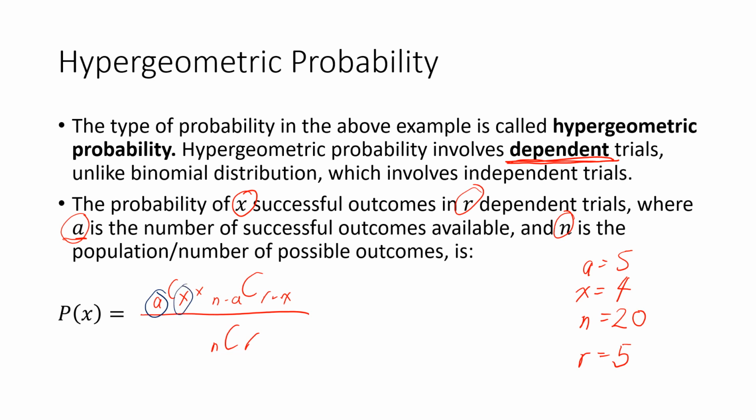And then we had to multiply that by the N minus A choose R minus X, right? The total number of numbers minus the number of winning numbers, which was 20 minus 5, which is 15. R minus X: how many trials minus the number of successful numbers. There were 5 trials, meaning we selected 5 numbers, and we wanted to get the probability of 4 of them matching. So 5 minus 4 was 1. And the denominator was just N choose R, right? Of 20 possible numbers, we chose 5 of them. So that is our formula for the hypergeometric probability.